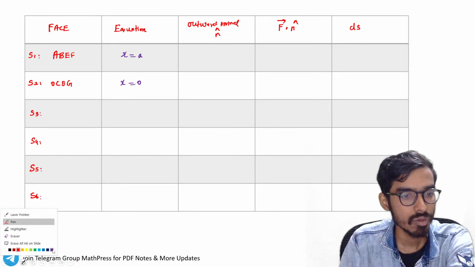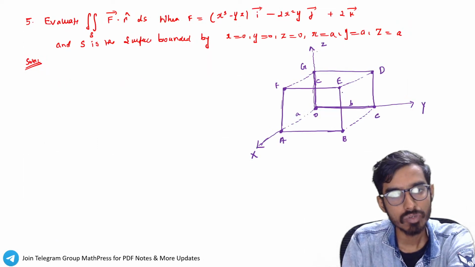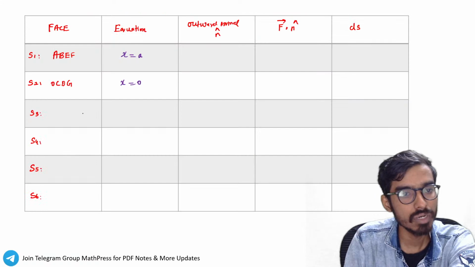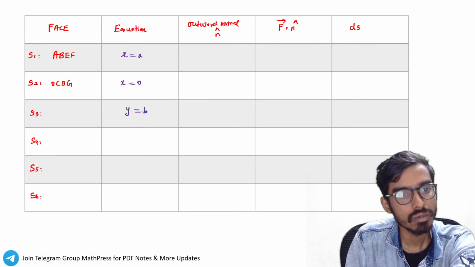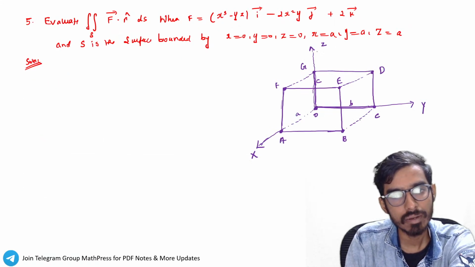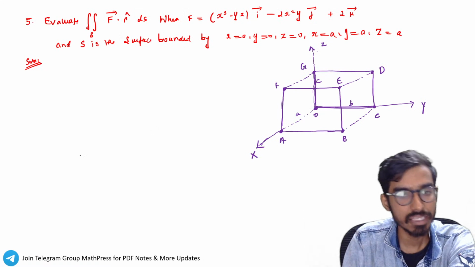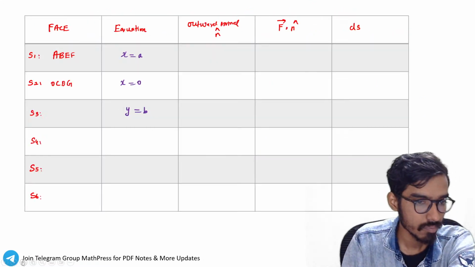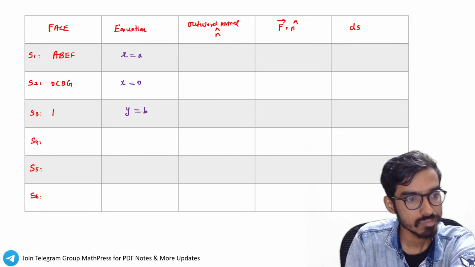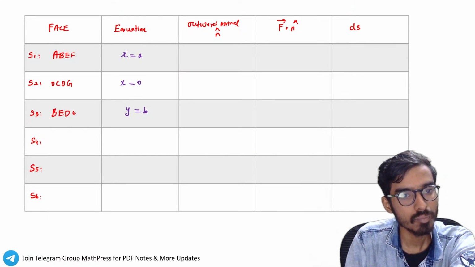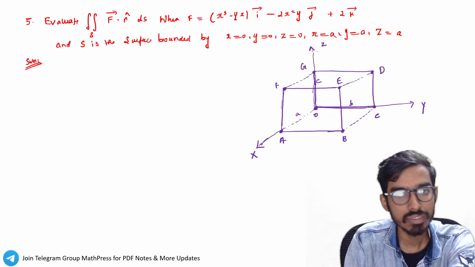Now we'll go for right and left. What is right? You can see this right plane is perpendicular to the y axis at a distance of b. So that means this equation will be y is equal to b, right? So what is this right plane? BEDC, right? BEDC. And what about the left plane?